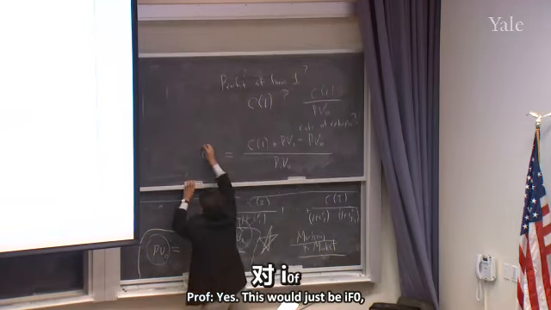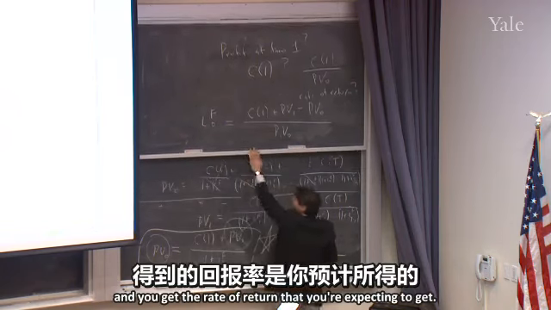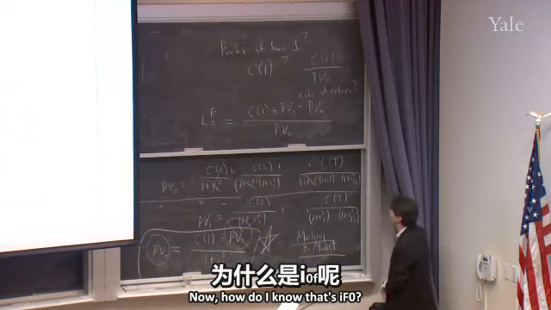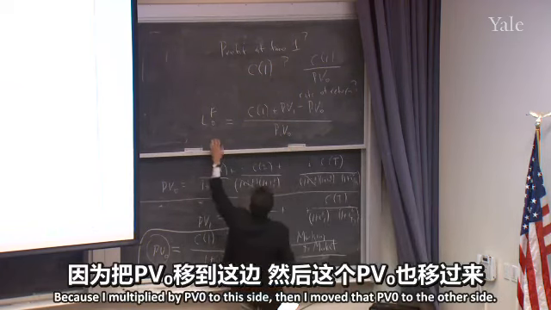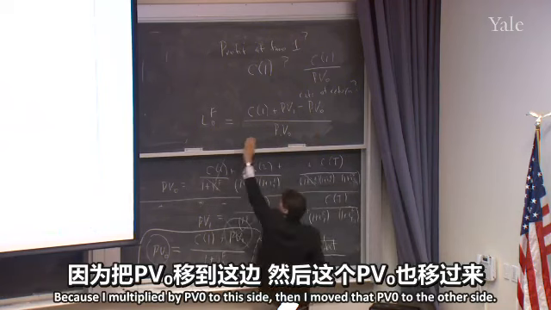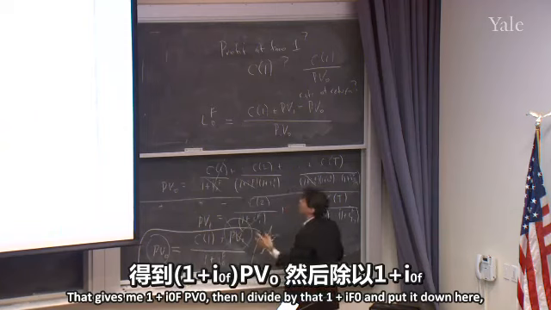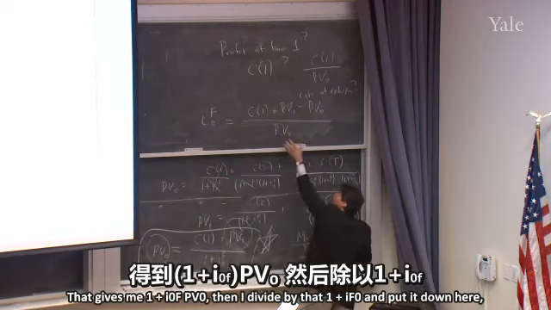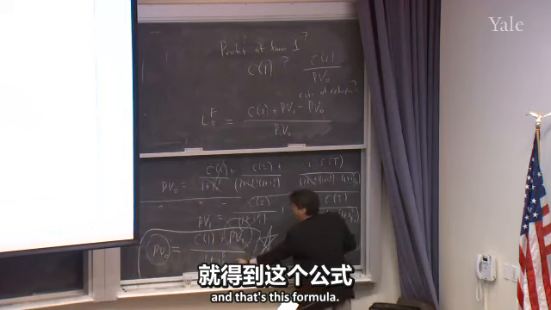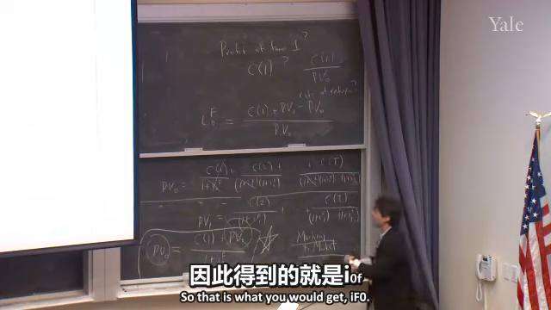Okay, this would just be I0, and you get the rate of return that you were expecting to get. Now, how do I know that's I0? Because I multiply by PV0 to this side. Then I move that PV0 to the other side. That gives me 1 plus I0 times PV0. Then I divide by that 1 plus I0 and put it down here, and that's this formula. So that is what you would get, I0.